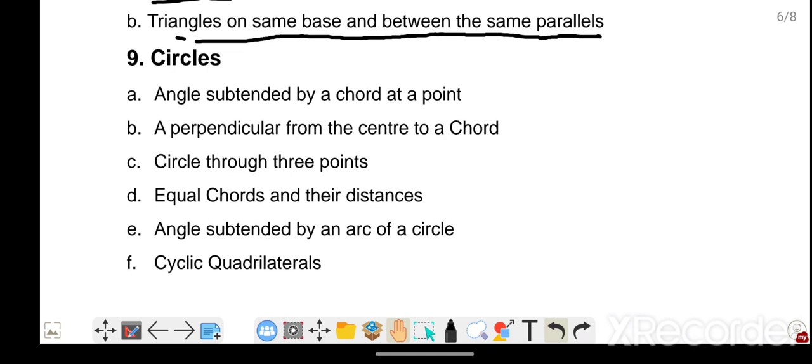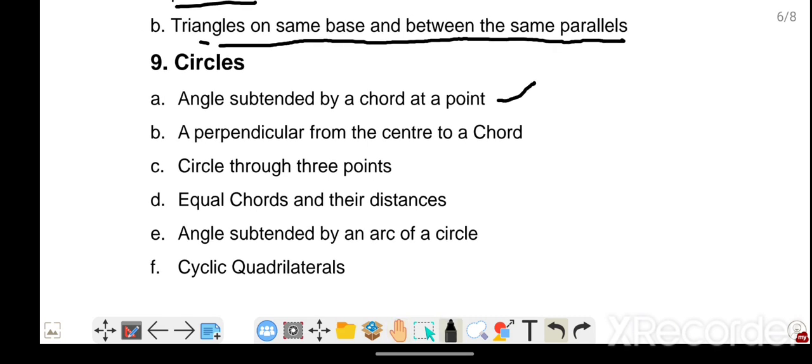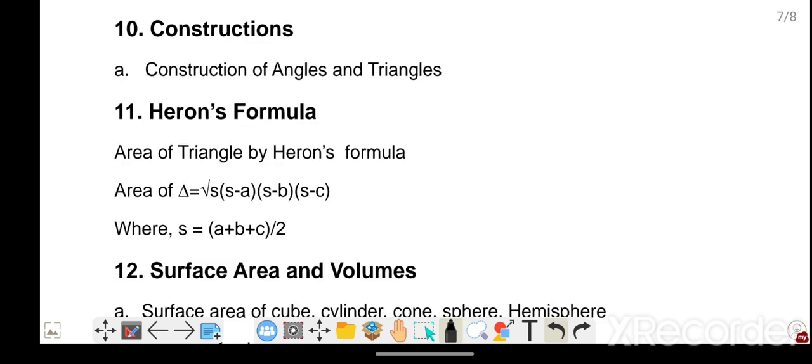Next one is circles. Angle subtended by a chord at a point, a perpendicular from the center to a chord, circle through 3 points, equal chords and their distances, angle subtended by an arc of a circle, cyclic quadrilaterals. Next one is construction of angles and triangles. Next chapter is Heron's formula.